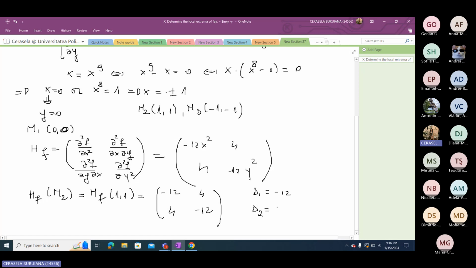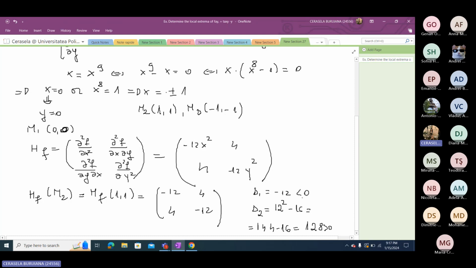So look, in our case delta 1 is minus 12, and delta 2, you know, for a matrix with 2 rows and 2 columns, immediately delta 2 is the determinant. So it will be 12 squared minus 16. Well, this is 144 minus 16, which is 128. How much will it be? 128, which is positive.